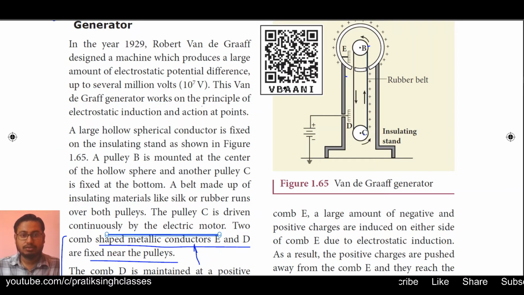You can see here that the pulley C is attached to a motor which is rotating, and here a spike, a metallic conductor D, is connected in such a way that it creates a very high potential of 10 to the power 4 volts. And again at position E, another spike is connected to the inner part of this sphere, or spherical dome.